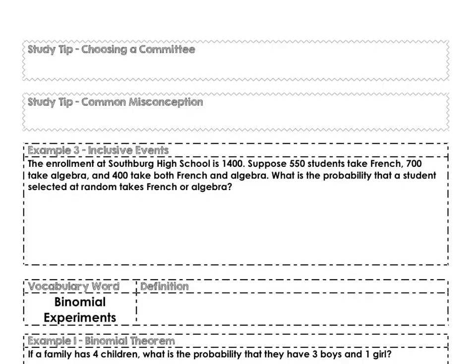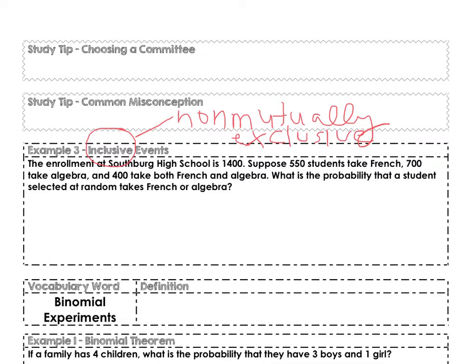All right, in the last example for this section, we have what's called inclusive events. Another way of saying inclusive events is non-mutually exclusive, aka things that can occur at the same time. So in this problem, we have enrollment at this high school. It's 1,400 students. 550 of them are taking French, 700 are in algebra, and 400 are in both French and algebra. What is the probability that a student selected at random takes French or algebra?